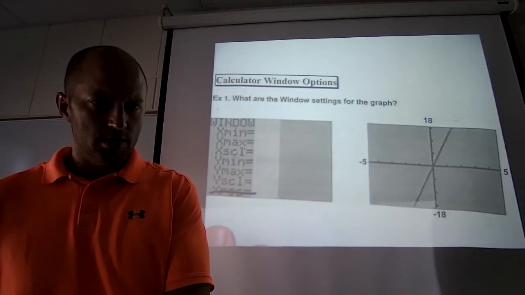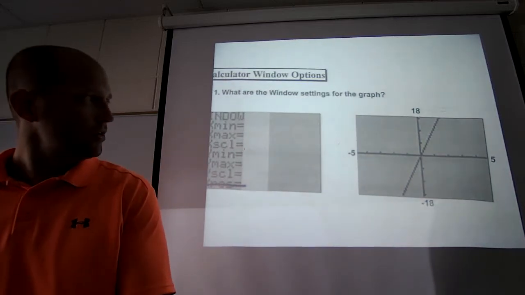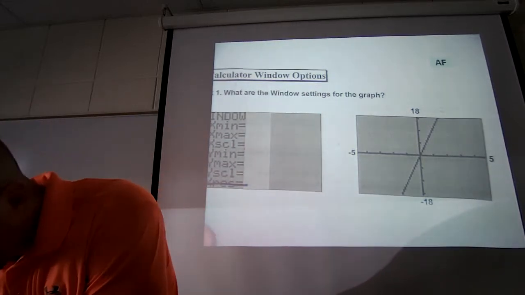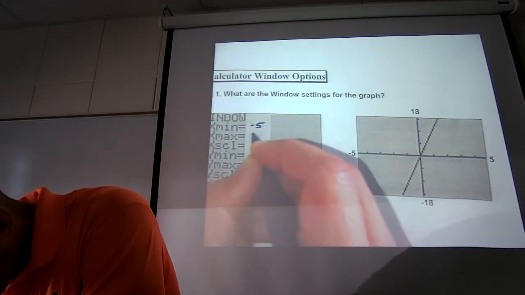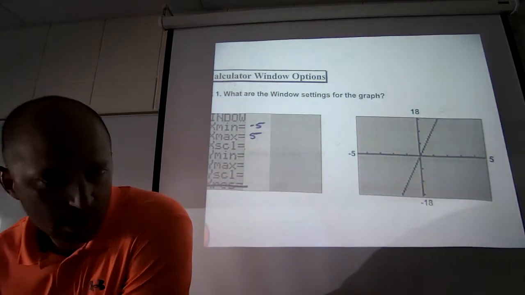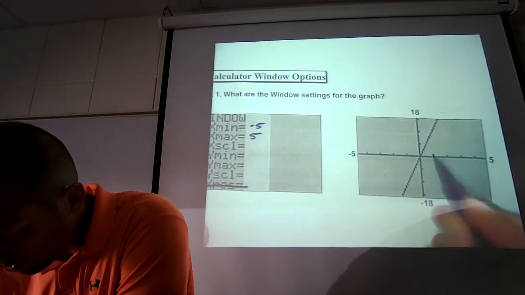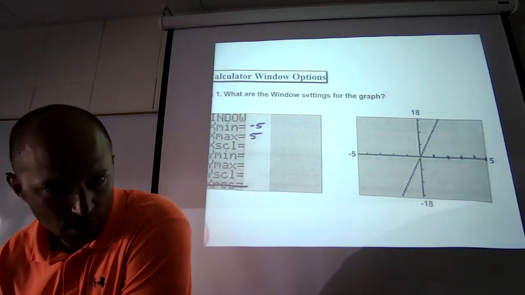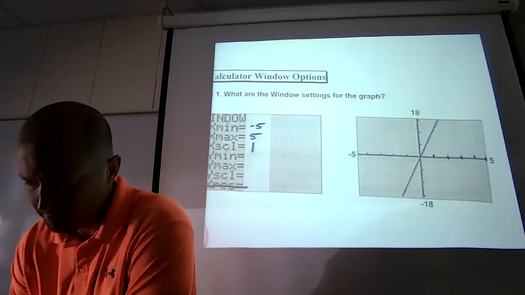Let me get it so you can see it here. So look at the x-axis. What's the lowest number and the highest number listed there? -5 and 5. There you go. Okay, perfect. Now my scale is what is each tick mark worth? So I count, I got 1, 2, 3, 4, 5. So if it goes to 5 and there's 5 tick marks, 5 divided by 5, the scale is 1.